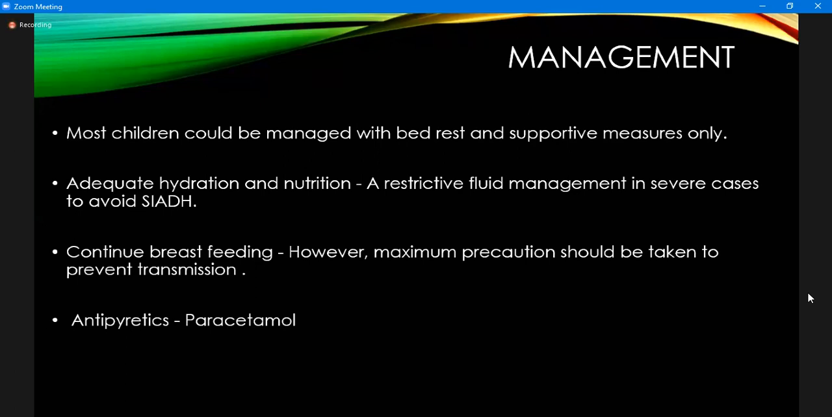What about continuation of breastfeeding? So if the baby has COVID-19, maximum precautions should be taken to prevent transmission to the mother and vice versa as well. Of course, we all know that antipyretics and analgesics such as paracetamol have to be given.